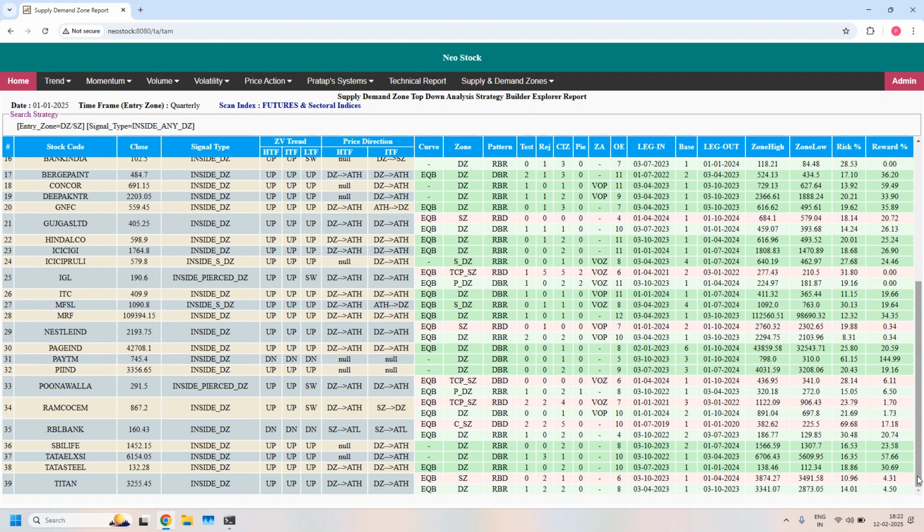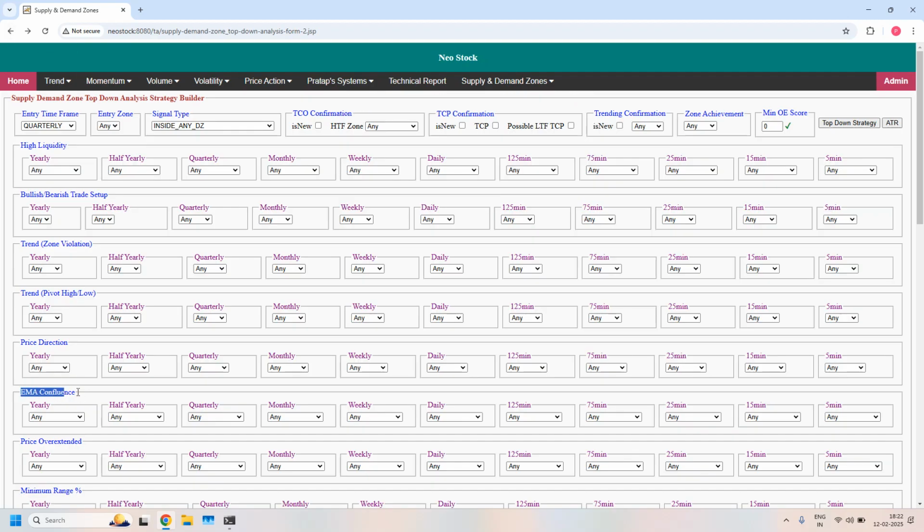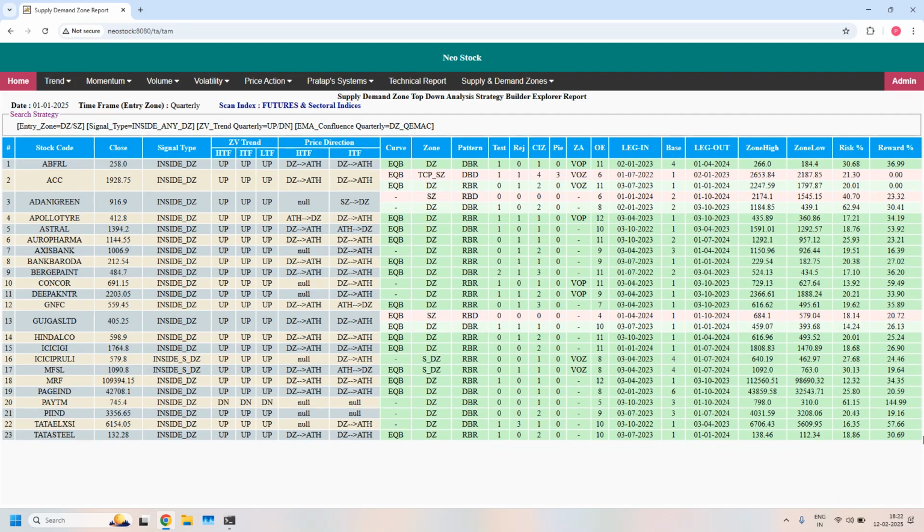So I'm going back. In the EMA confluence filter at quarterly time frame, I'm enabling the filter quarterly demand zone with quarterly EMA confluence. Trend on the quarterly time frame is either up or down, should not be sideways. See, now the list has come down to 23 stocks. All these 23 quarterly demand zones are having quarterly EMA confluence.